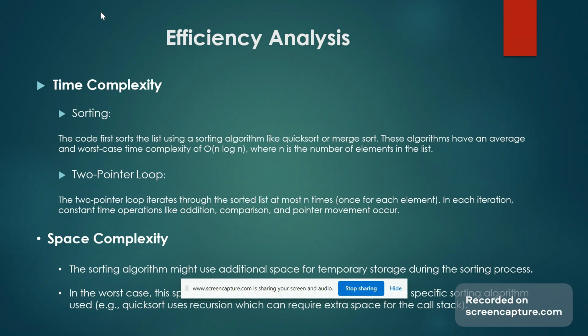When it comes to space complexity, in the worst case it can be O(n), depending on the specific sorting algorithm used, such as quicksort, which uses recursion and can take extra space for the call stack. So both time complexity and space show good efficiency.